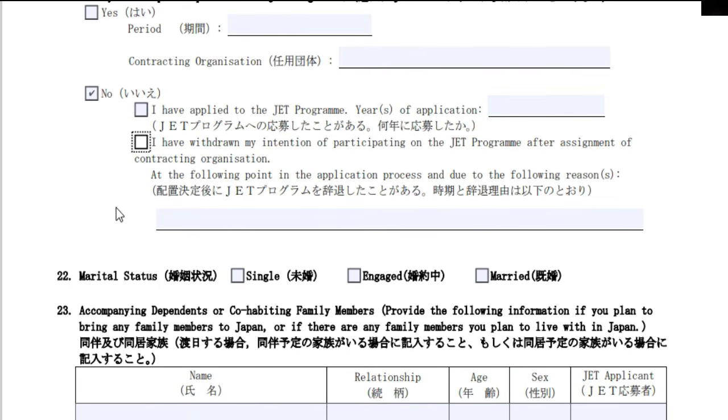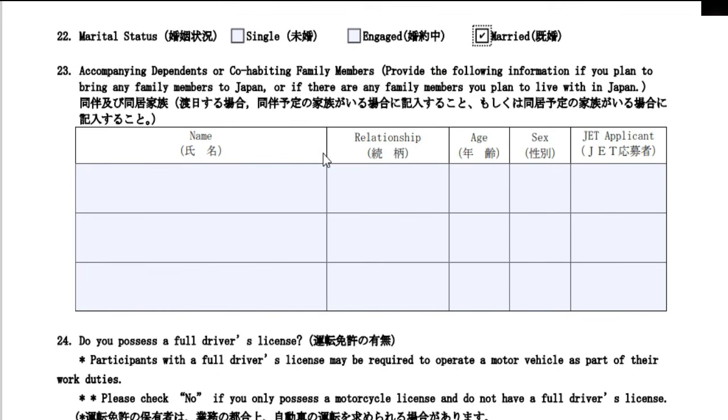Number 22 is your marital status. Are you single, engaged, or married? Let's say married. So if you are married, are your dependents accompanying you to Japan? If you don't have any plans yet, just leave this blank. But if you intend to go with your family, with your dependents, by the time that you fly to Japan, write their names. But JET Program Philippines is actually encouraging every participant to wait after 3 months before they bring their dependents to Japan.